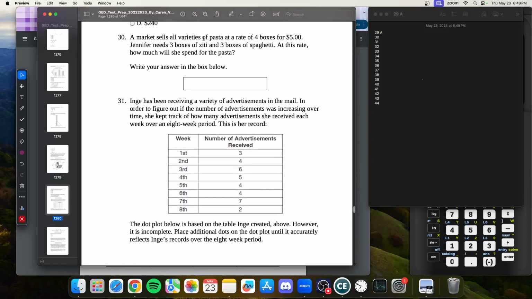A market sells all varieties of pasta at a rate of 4 boxes for $5. Jennifer needs 3 boxes of ziti and 3 boxes of spaghetti. At this rate, how much will she spend on pasta?